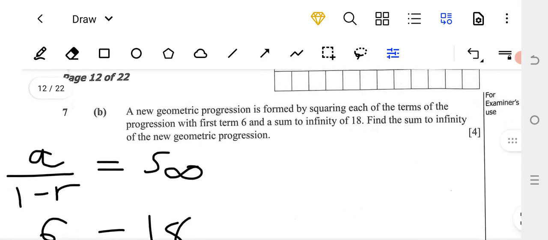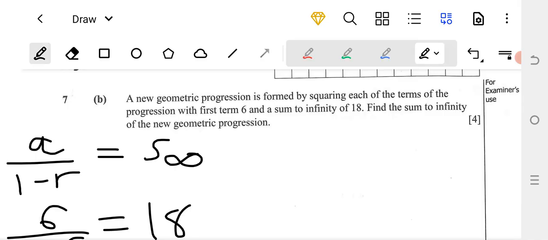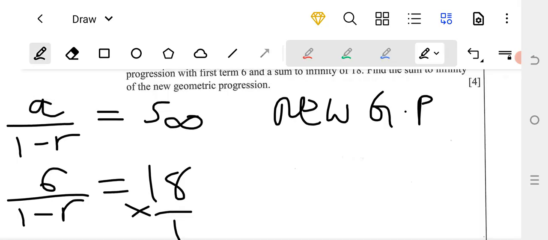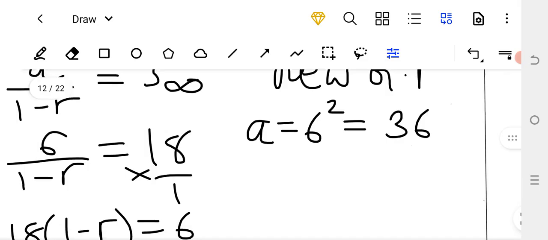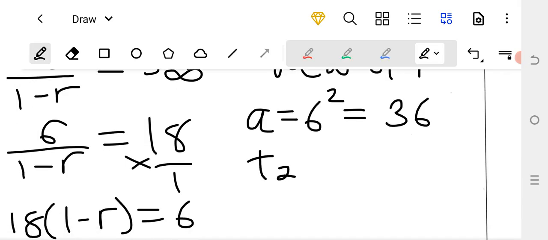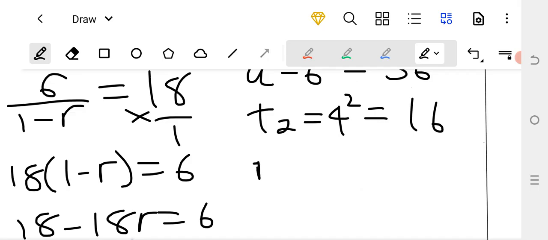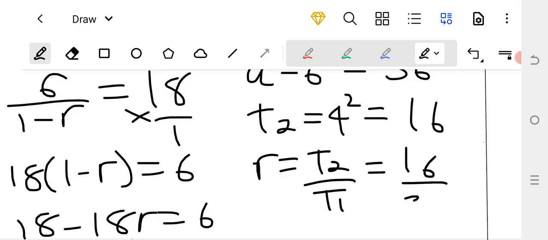Now, follow me nicely here. Here, we are concentrating on the new geometric progression. For the new geometric progression, our a is going to be equal to 6 squared, because it's formed by squaring the terms of the old geometric progression. So it's going to give us 36. Then our second term is equal to 4 squared, which is going to give us 16. Then we know how to find our r: it is term 2 divided by term 1, which is 16 divided by 36.